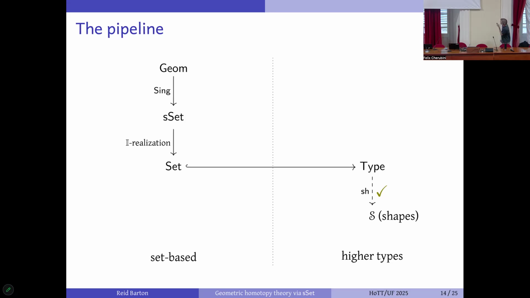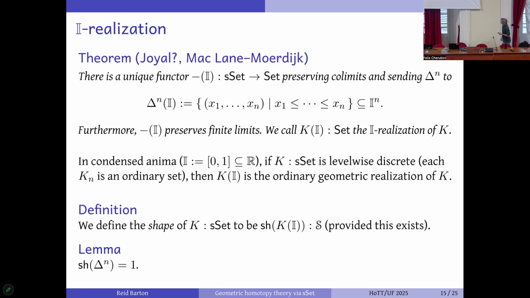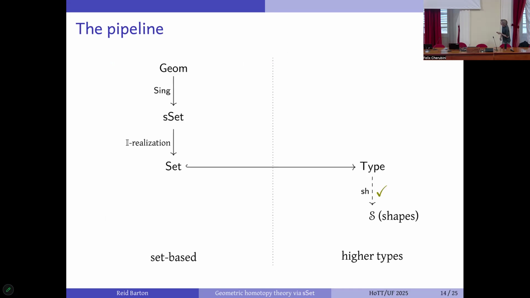Okay, so here's our diagram again. We've talked about this last part. I have a way to take a type, maybe this dotted arrow, this is like a partially defined reflection, and turn it into a shape, which is the last step in my construction. Okay, so let's look over here on the left. We have this other step. The previous step is to take the realization of a simplicial set.